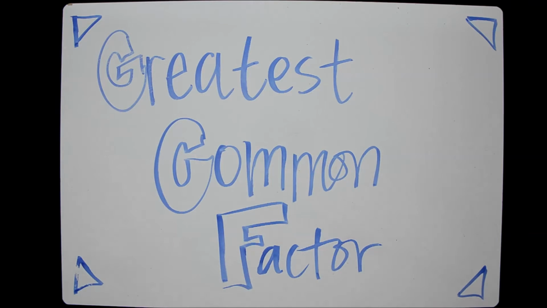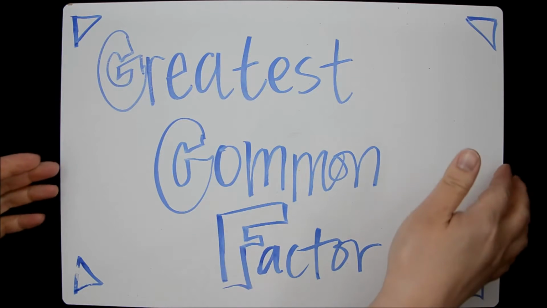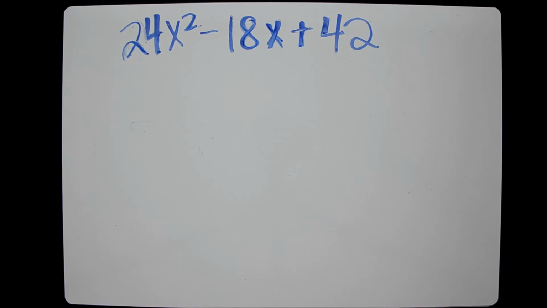Today our lesson is on how to find the greatest common factor in an expression. A lot of students struggle with this concept because they're pretty weak with their multiplication tables, but this is a quick and easy way to find the greatest common factor.